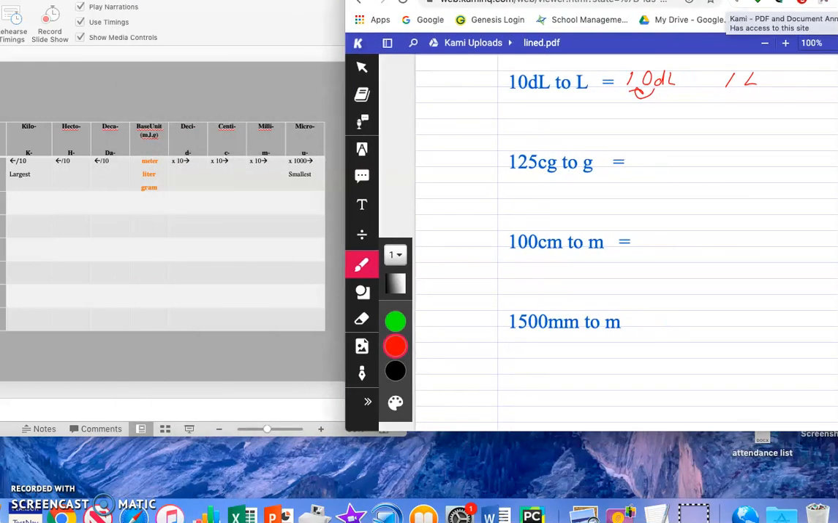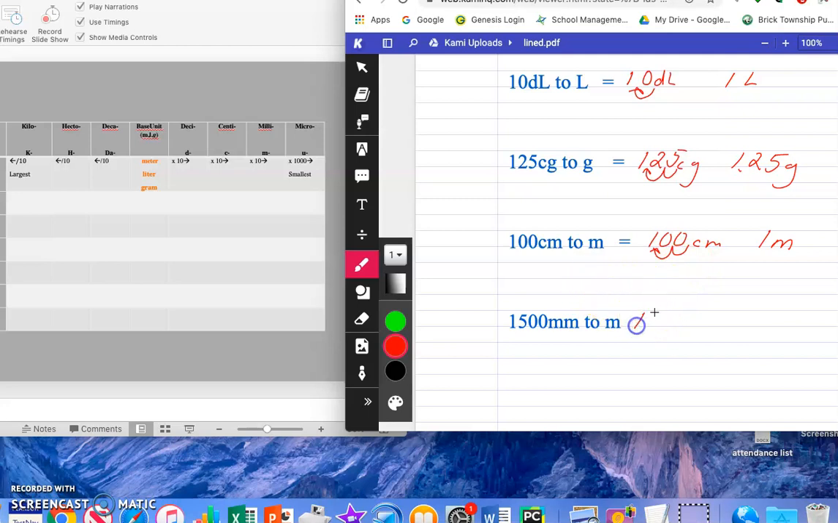Okay. Now centigrams. Centi is here. We want to go to grams, so we want to go to the left. Centigrams to grams. Okay, so 125 centigrams. We want to go to the left two spots. One, two. So it's 1.25 grams. Okay, 100 centimeters. Centimeters is here, meters is here. So we want to go to the left too. One, two. And that equals 1 meter. So in 1 meter, there's 100 centimeters. So think of a meter stick.